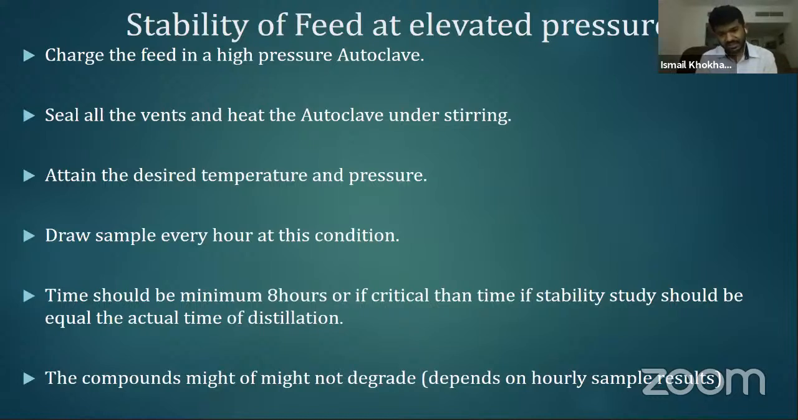And if the distillation is critical, then make sure that this experiment runs for a time similar to the time required for the actual distillation. For example, in the plant, if you have designed a distillation column for 14 hours, make sure that this experiment runs for 14 hours, but the usual time of 8 hours is sufficient. Based on this experiment, the compounds might degrade or might not degrade, so we need to evaluate this. It's basically called degradation kinetics.